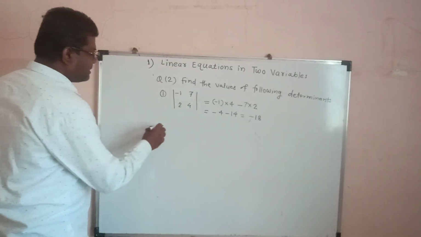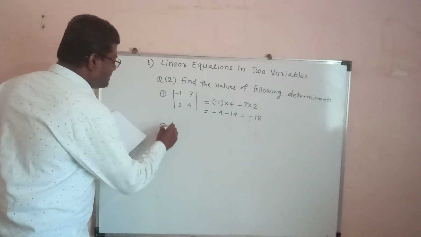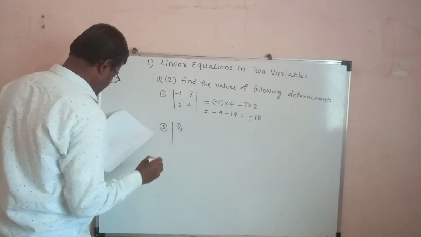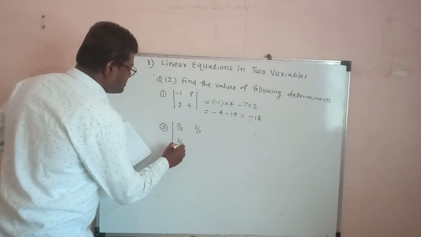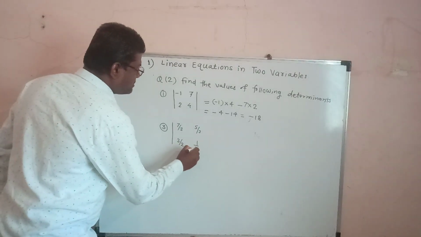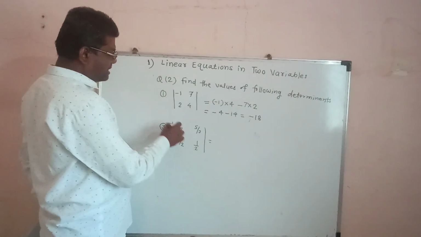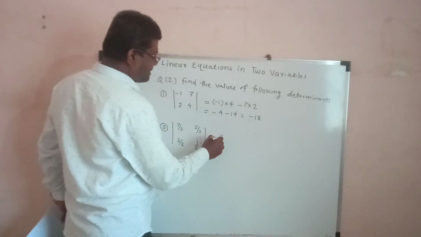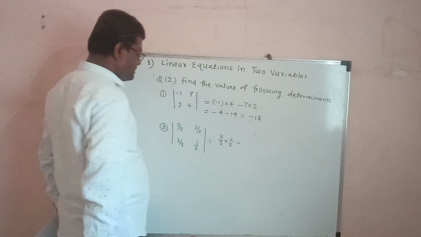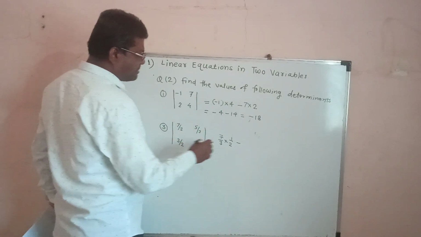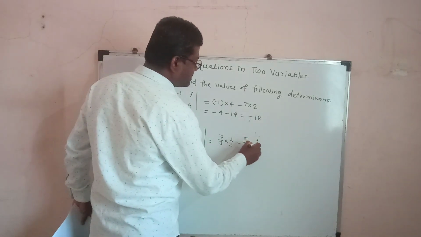Let's solve example number 3 from question number 2. That example is 7 upon 3, 5 upon 3, 3 upon 2, 1 upon 2. How to solve this example? Take the cross multiplication of 7 upon 3 into 1 upon 2, minus the cross multiplication of 5 upon 3 into 3 upon 2.